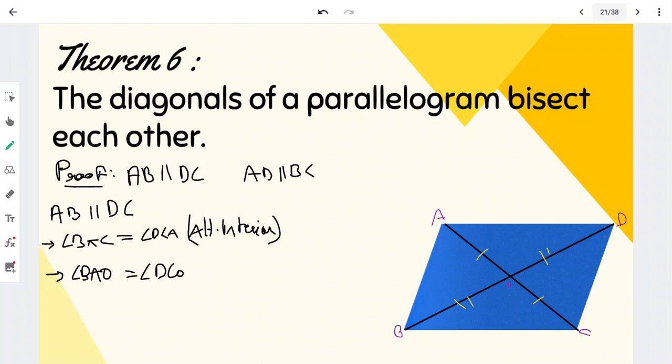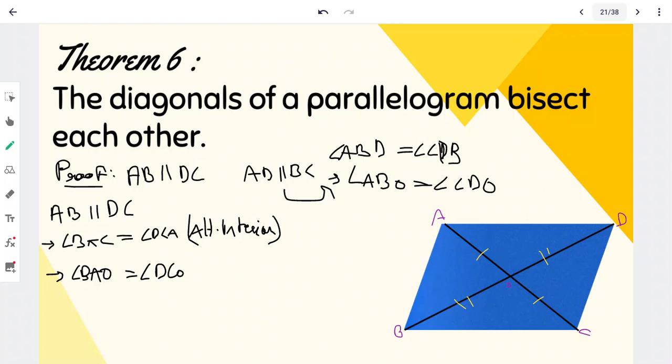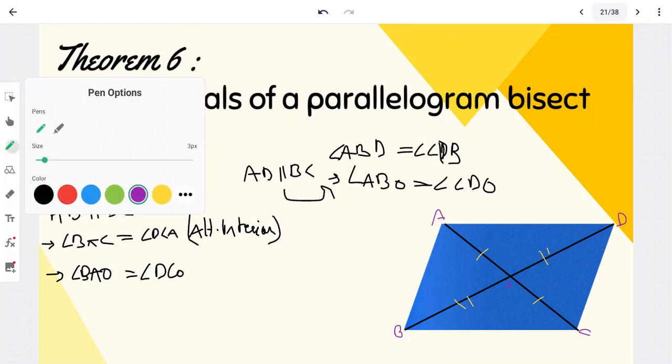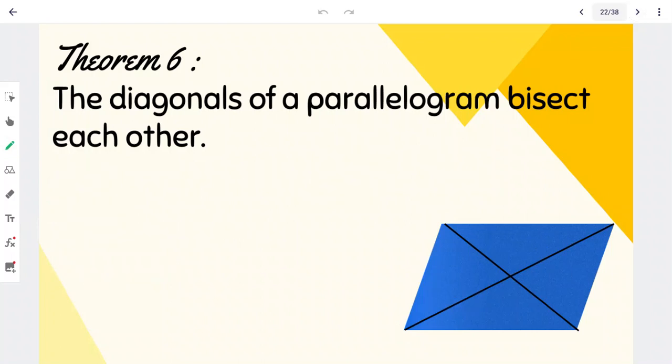Okay, now on the other hand, what about AD parallel to BC? There also we get angle ABD equal to angle CDB. Correct. Again, alternate interior angles, shorten it. What will you get? Angle ABO equals angle CDO. Correct? Now let's do some congruency. Now look at the naming: A, B, C, D.